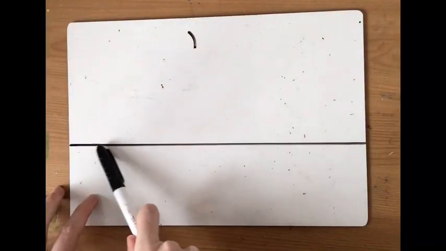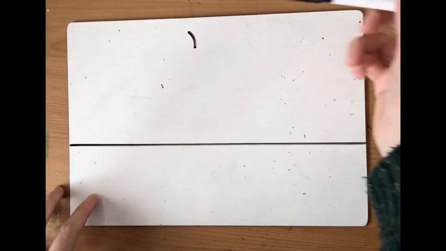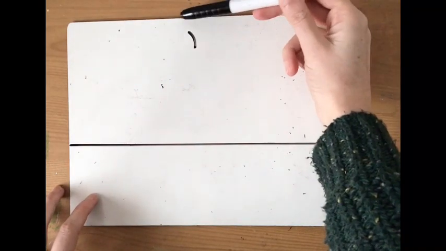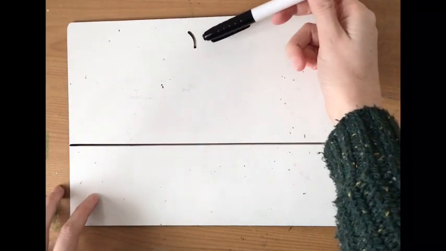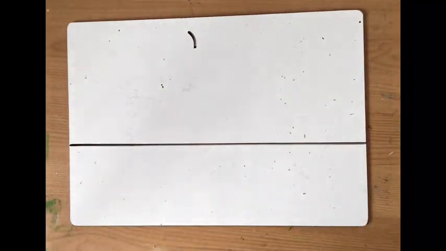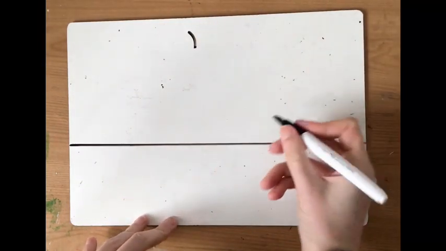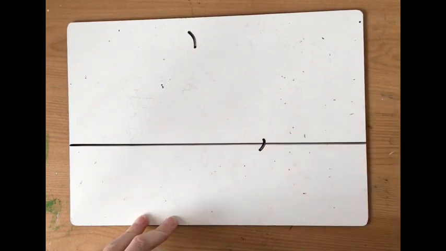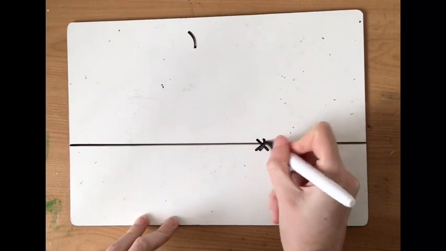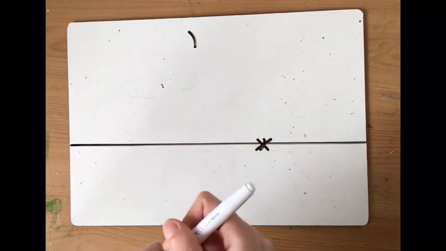So here is my writing line and here is the symbol, the punctuation mark that we're going to be looking at this week. Do you know what it's called? It's not called a comma, because remember that commas look like this, but they sit on the line, so it's not a comma. It's called an apostrophe.